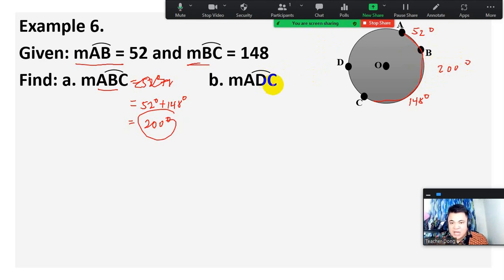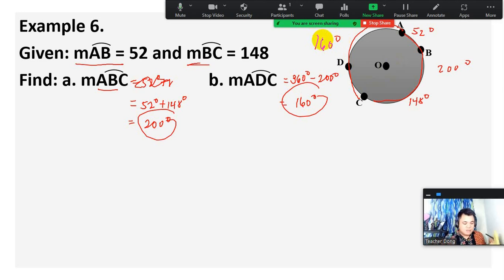Now, we have arc ADC. This one is the one that we're looking for. Since we already have 200 degrees, just simply subtract 200 degrees from 360 degrees. So the answer here is 160 degrees. So the measurement of this is 160 degrees. As simple as that. You can easily apply postulate 22, postulate 23 here, and postulate 24 here. Now, let's proceed.